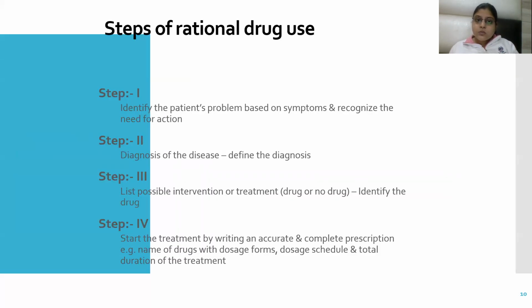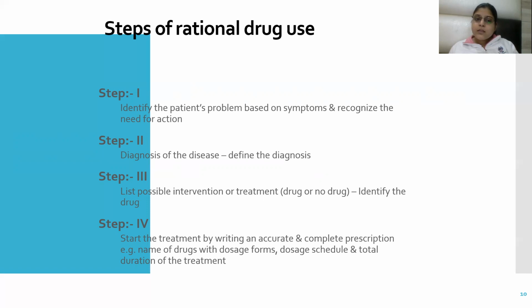Steps of rational drug use. Now, what are the steps of rational drug use? First of all, we have to identify the patient problem based on symptoms and recognize the need for action. Means we have to identify the patient's problem based on symptoms, and we have to recognize the need for action. Then we have to diagnose the patient, define the diagnosis according to symptoms of the patient and problem of the patient. We have to make the diagnosis.